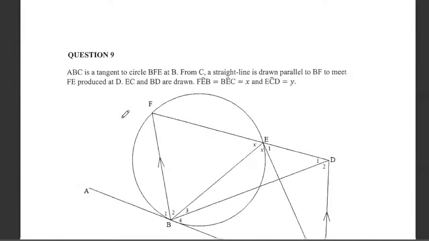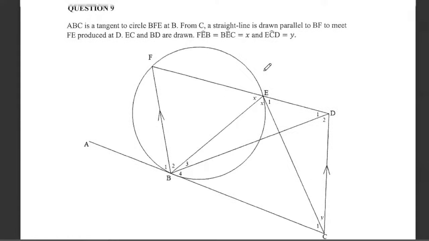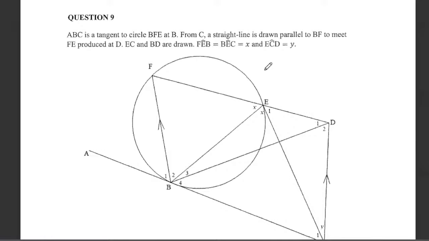Then question number 9, we're almost there. Question number 9, telling us that if we have a tangent, BFE at B, and all of that, we have that as a straight line, we have some parallel lines as indicated. They're telling us that FEB is X, which is the same as BEC, and then this is a Y as indicated.